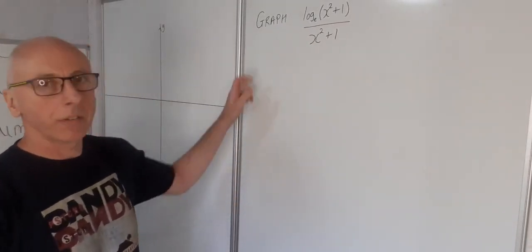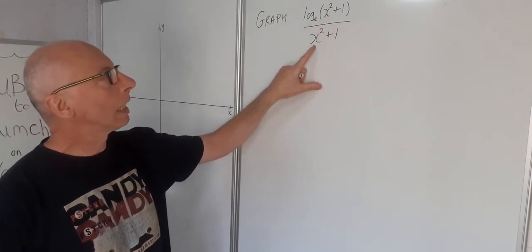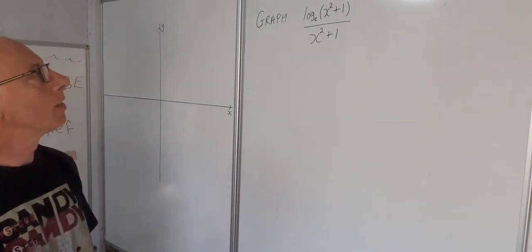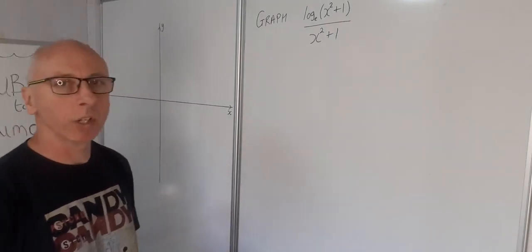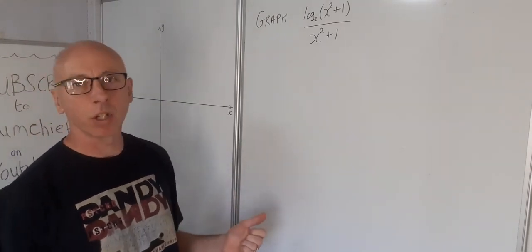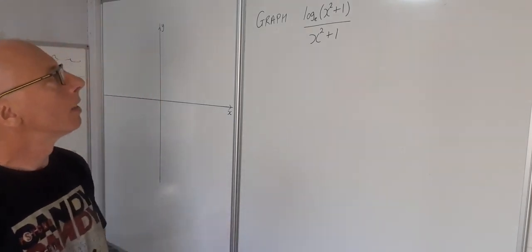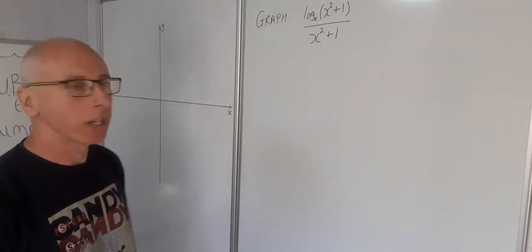Okay, so we're going to try and graph this function here, log base e of x squared plus 1 divided by x squared plus 1 itself. So we need to find out some parts of the graph which we can work out and then link them up and hopefully get the continuous curve for the log base e of x squared plus 1 over x squared plus 1. So first of all, we need to find out what happens when x equals 0.